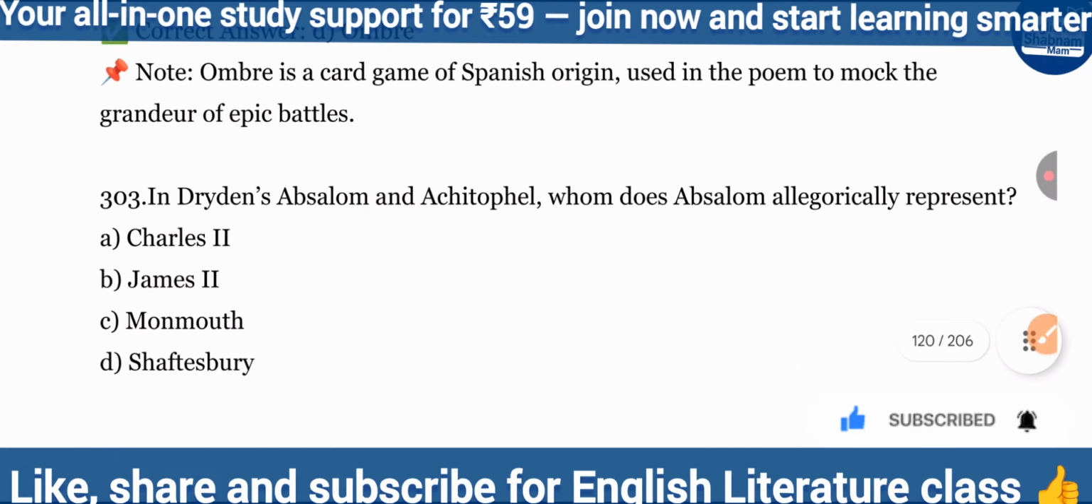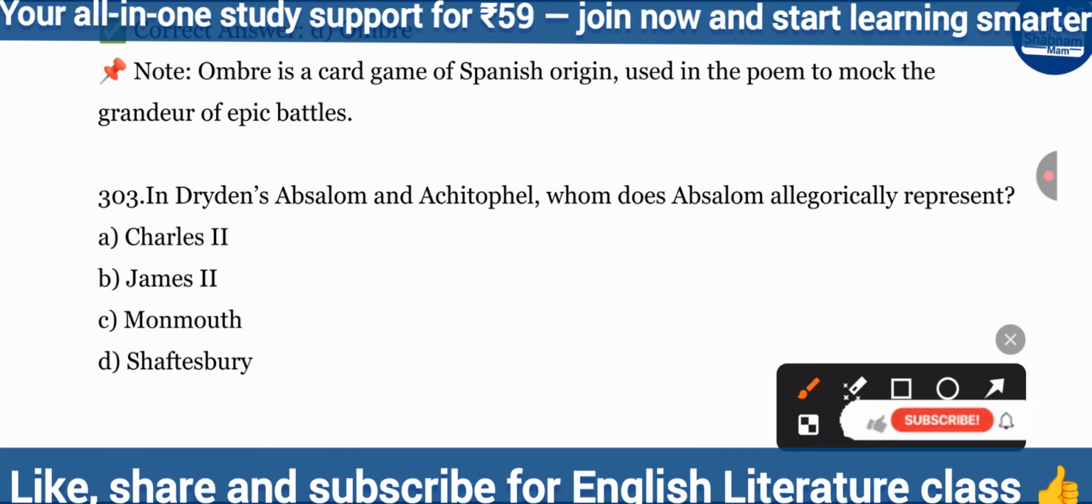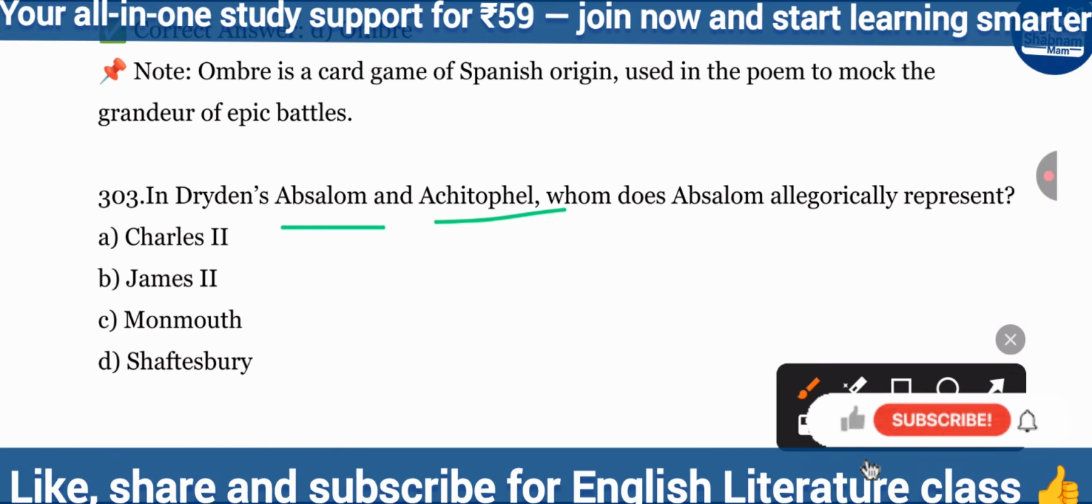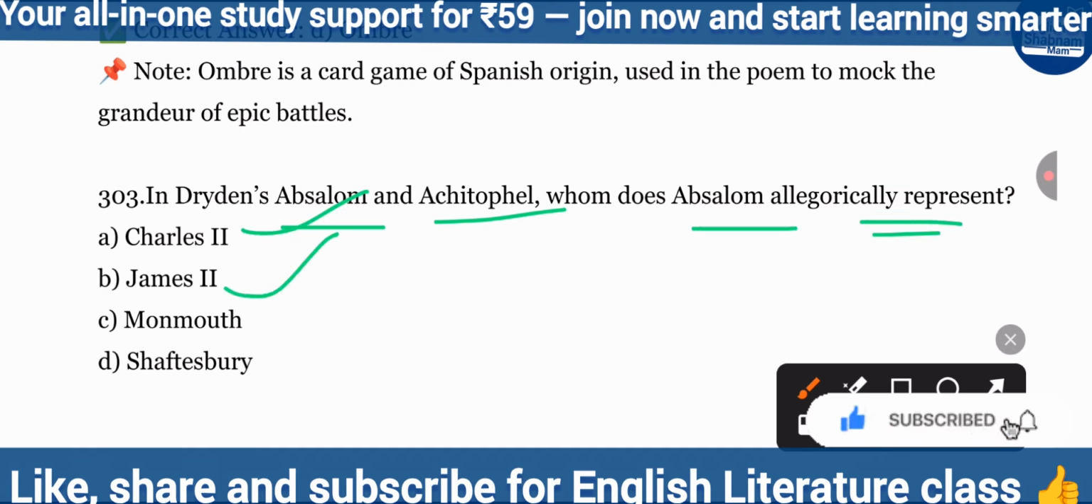Next question we have, in Dryden's Absalom and Achitophel, whom does Absalom allegorically represent? Charles II, James II, Monmouth, or Shaftesbury? In Dryden's Absalom and Achitophel, which is a political work, whom does Absalom allegorically represent? This work is a political allegory. So the correct answer is option C, Monmouth.